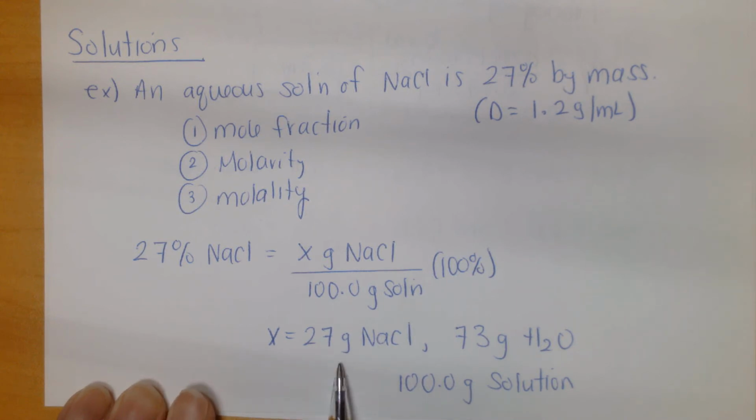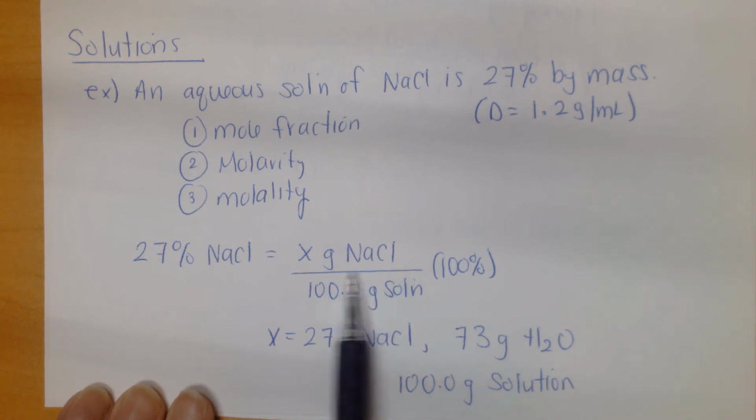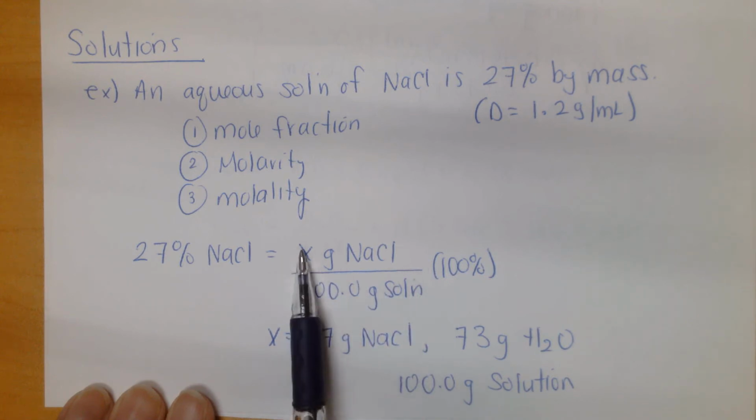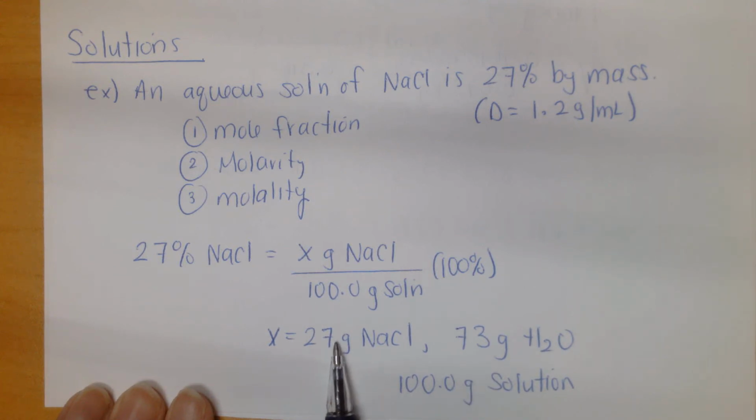That means that for every 100 grams of solution, 27 grams of it are NaCl. For every 100 grams of solution, that means 73 grams are water, and then the whole entire total of solution is 100 grams. So again, I chose 100 to make the math easier. We could have put any value here to solve for X and then get these three values. Now we have mass of solute, mass of solvent, and mass of solution.